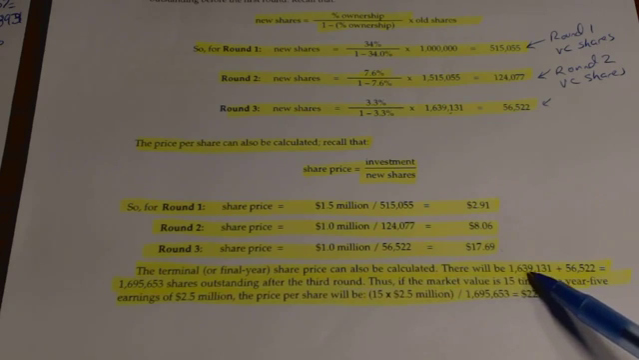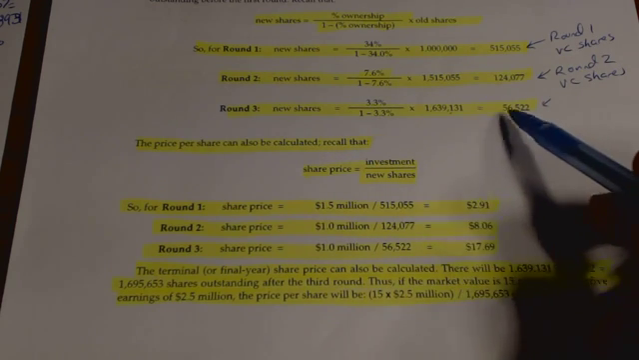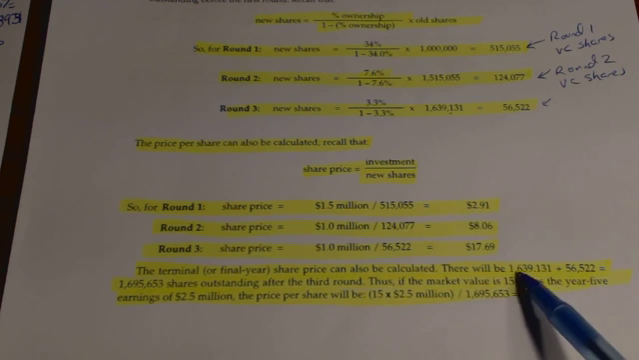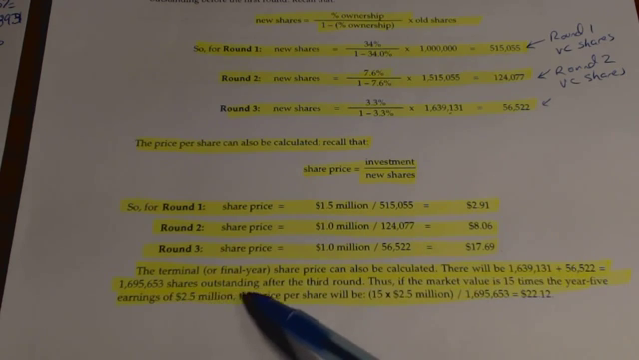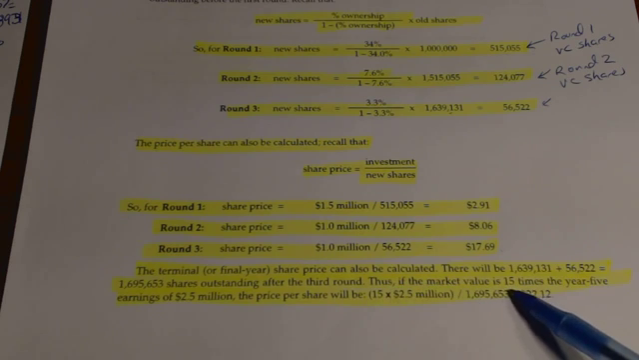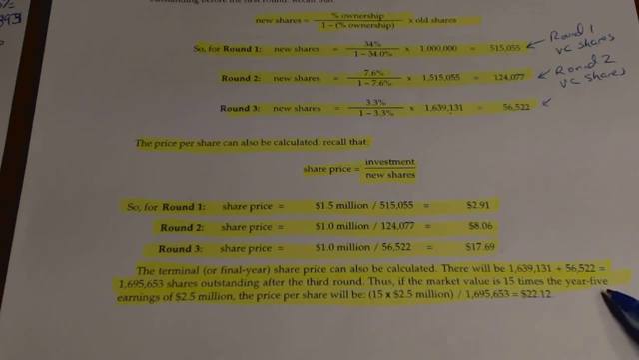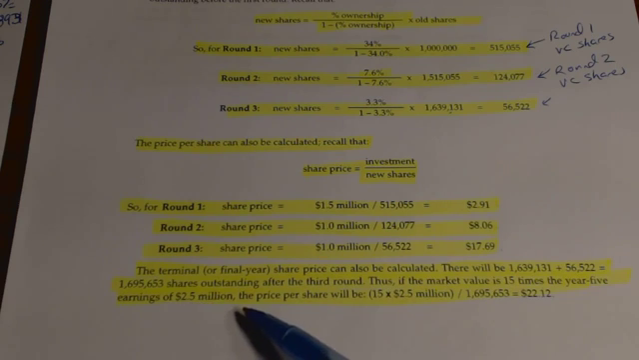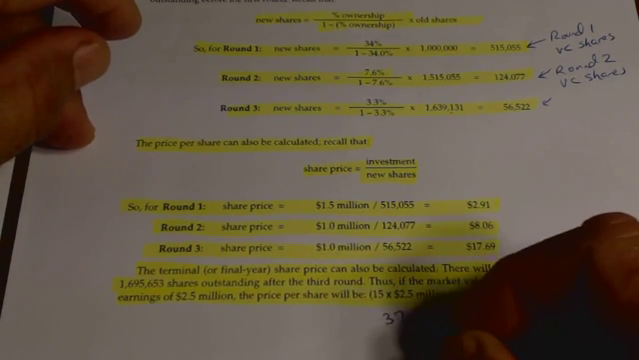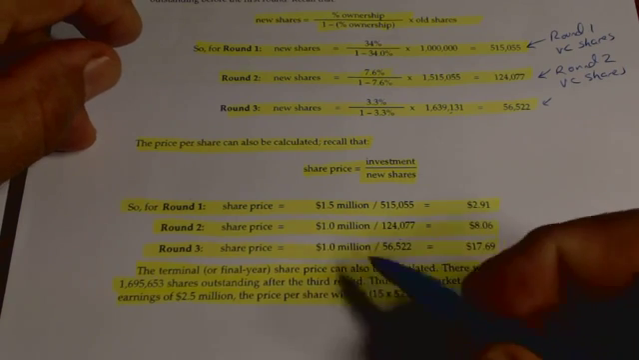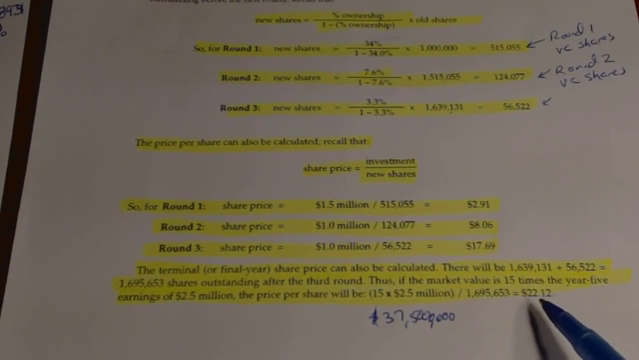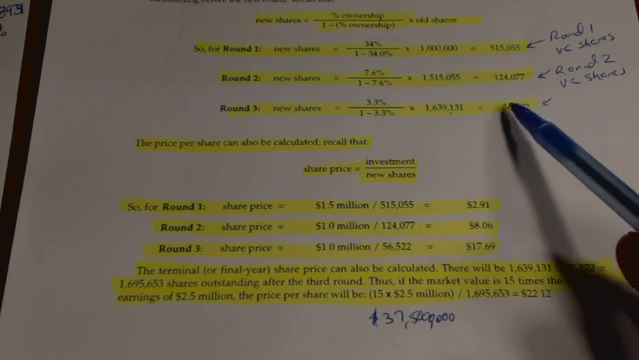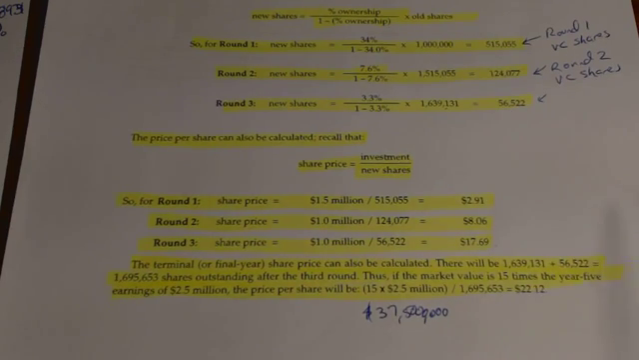Okay? So it says the terminal or final year share price can also be calculated. There'll be 1,639,000. Oh, I'm sorry. This is the total number of shares. You got to add these to it. So the 1,639,131 plus these number of shares were purchased. If you add those together, there's a total of almost 1,700,000 shares outstanding after the third round. Thus, if the market value is 15 times price earning ratio, right? The fifth year earnings at 2.5 million, that means it's worth 37,500,000, which is 15 times the 2.5 million, divided by the number of shares. So the shares should be worth $22.12, which makes sense, right? The terminal value divided by the total number of shares, which we kept adding and accumulated together, equals $22.12.